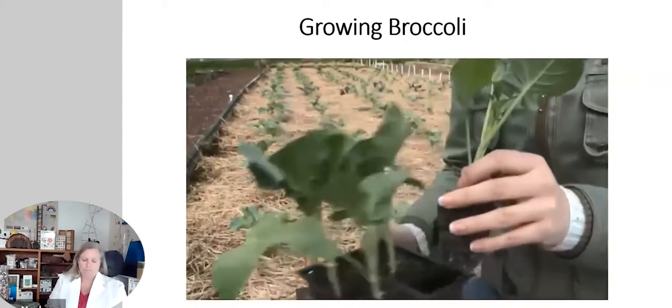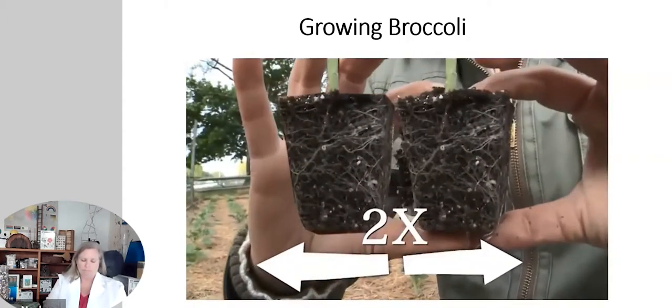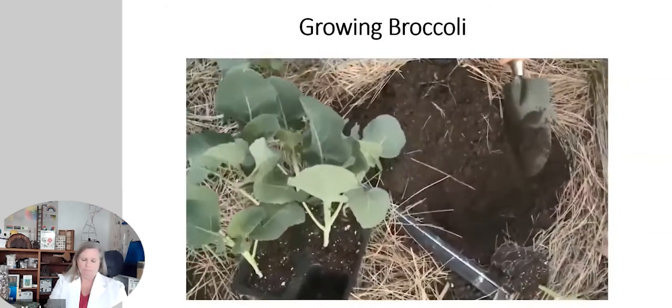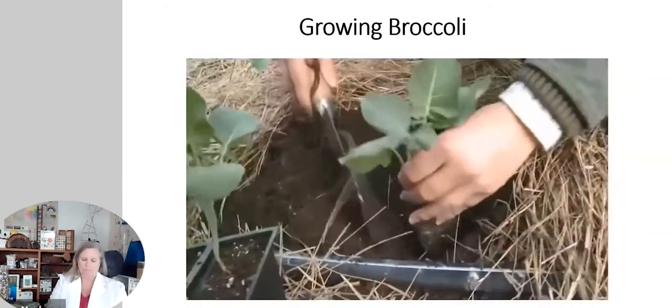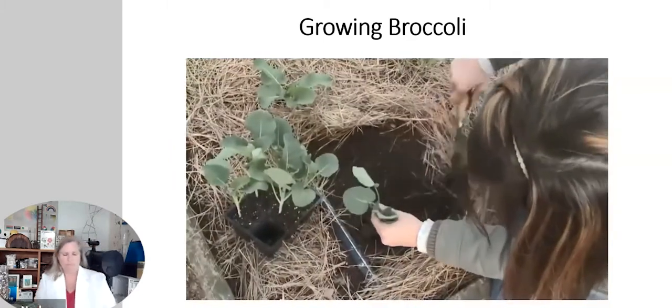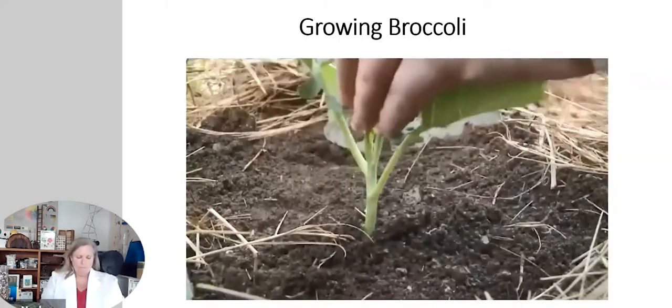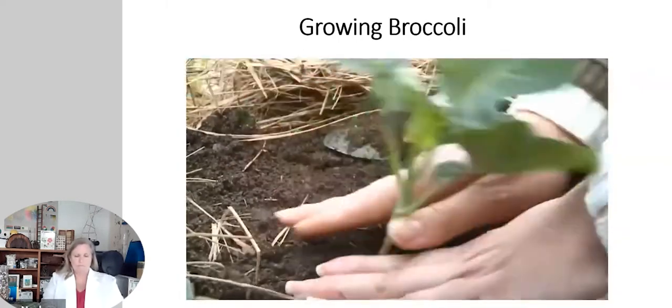Planting broccoli is incredibly easy. First, you'll want to dig a hole twice the size of the root ball. This is necessary to give the roots the room that they need to grow and expand. Now gently set the root ball just slightly below ground level. Backfill the hole with soil. Gently firm the soil to set the plant in its new home.